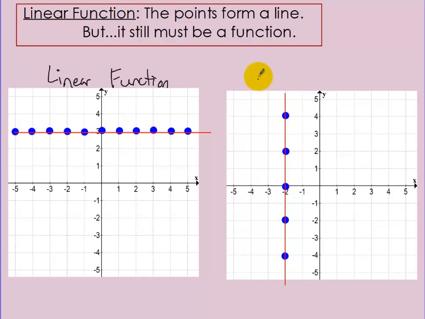Now the one on the right, this is linear, but this is not a function. Why? Because it doesn't pass the vertical line test. You still got to pass the vertical line test to call it a function. I'm going to say linear and not function, because all the points are on the same vertical line. It's linear but not a function. This one is linear and it's a function, even though it's a straight line across.